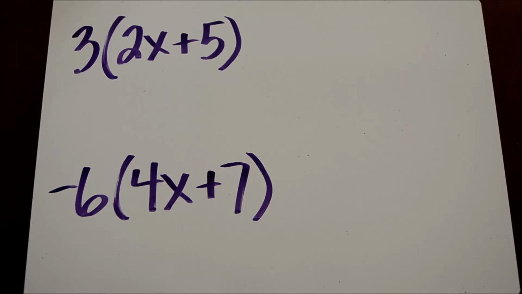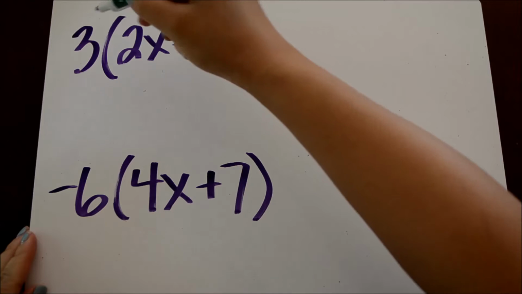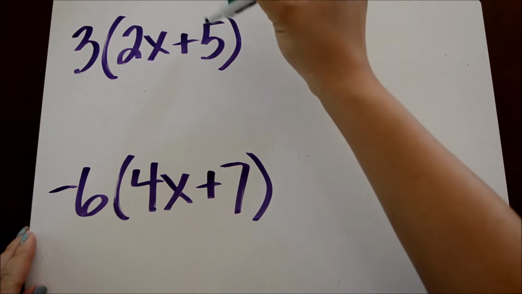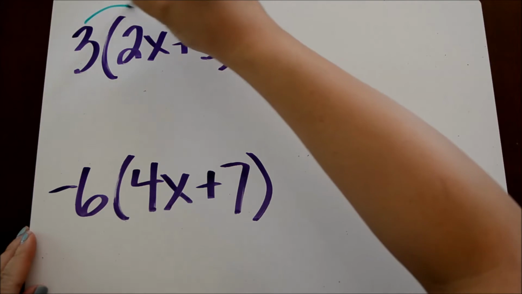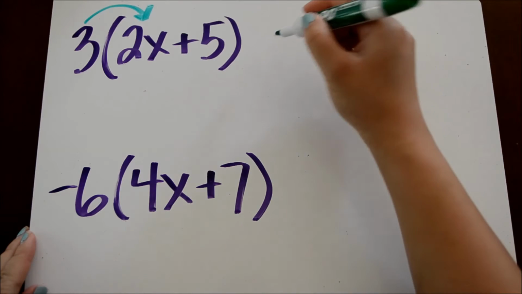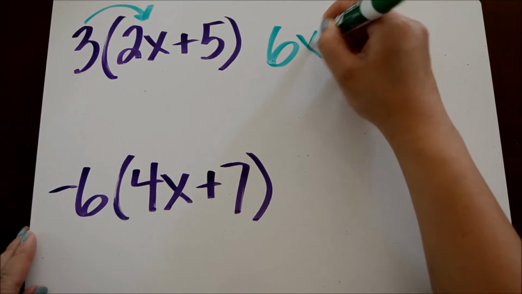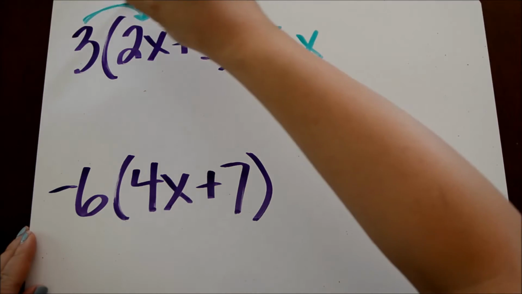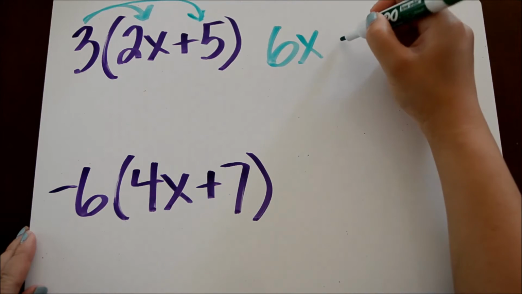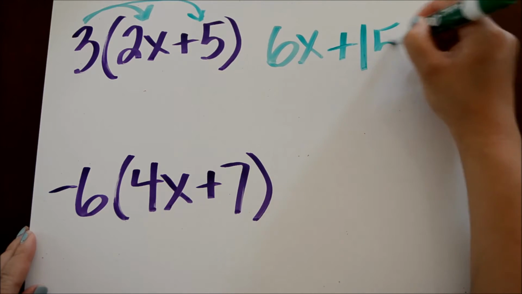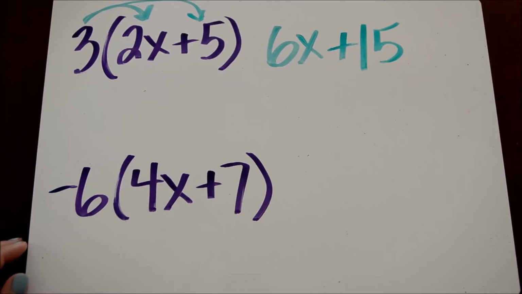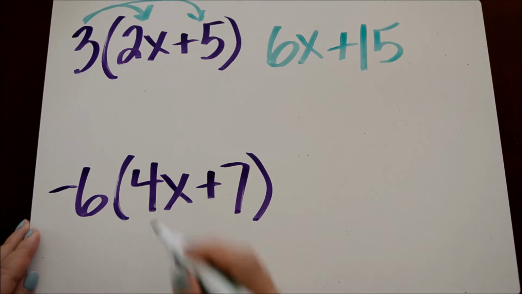Here we have some very basic examples. But all we want to do is multiply whatever we have on the outside of the parentheses to everything that we have on the inside of the parentheses. So let's start with 3 times 2x. That would be 6x. And then now we're going to multiply 3 to positive 5, and that gives us 15. We should combine like terms whenever we can, but these are not like terms, so this is our simplified answer.